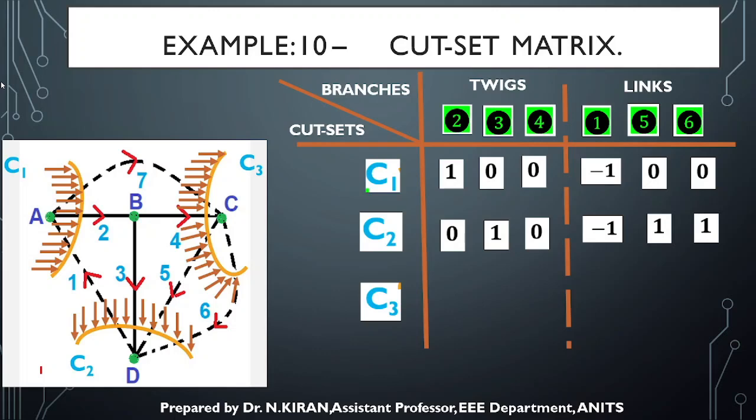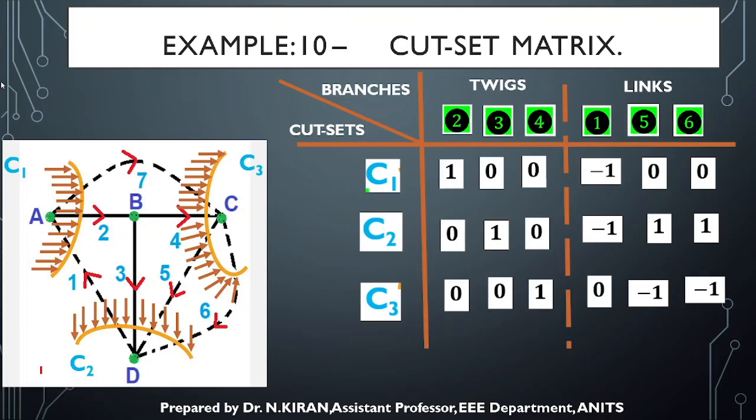Now considering cut set C3, twigs 2 and 3 are nowhere related, so 0. The fourth twig is in the same direction as the cut set C3, so +1. The first link is nowhere related to cut set C3, 0. The fifth link is in the opposite direction, it is -1. The sixth is also in the opposite direction of the cut set C3, so it is -1. So this is how we constructed the cut set matrix for the given graph.